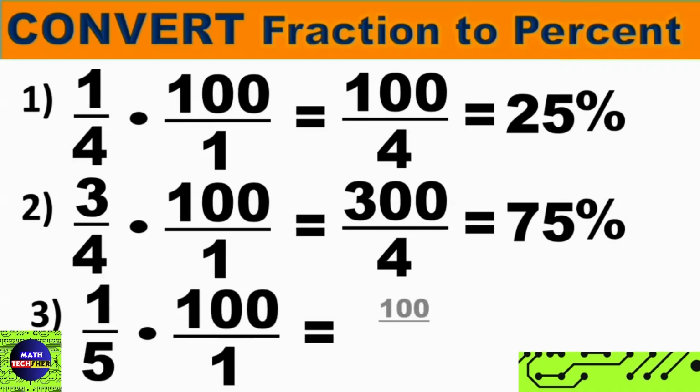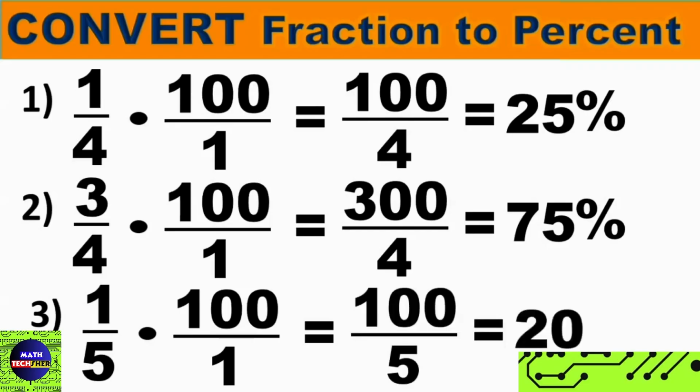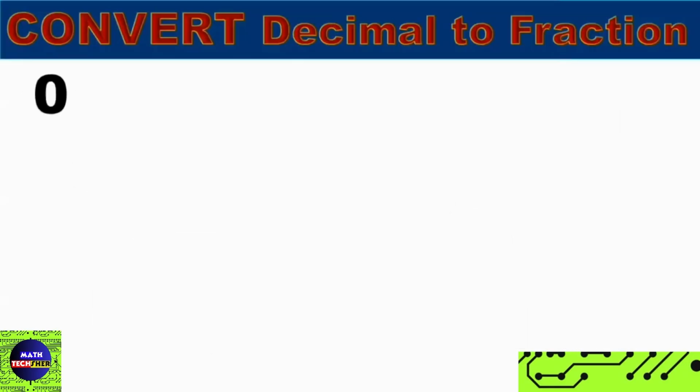Next, number 3. 1/5 times 100 over 1. Then, it is equal to 1 times 100 is 100. 5 times 1 is 5. Then, 100 divided by 5, the answer is 20%. Okay, so that is how to convert fraction to percent.